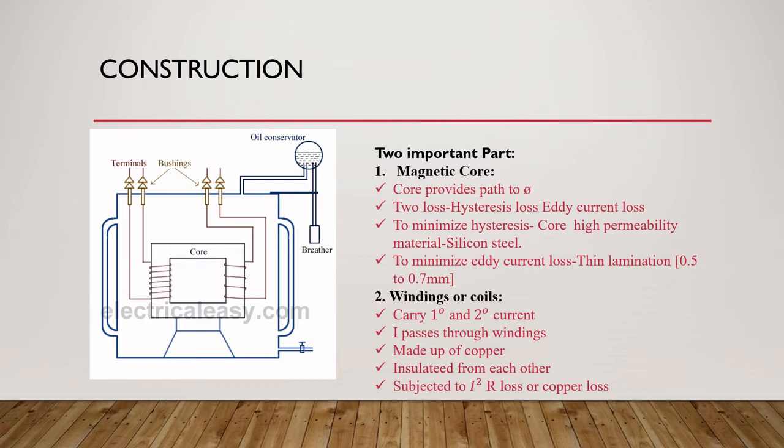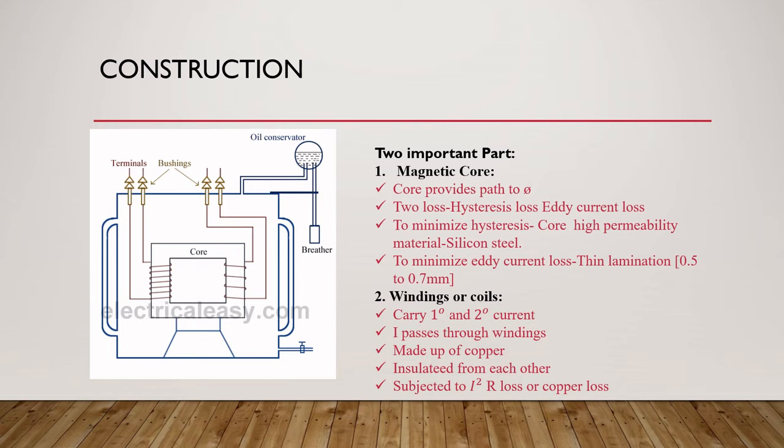Then the second important part is the winding or coil. There are two types of winding. One is the primary winding and another one is the secondary winding. The primary winding is the winding which we connect to the supply, and the secondary winding is the winding which we connect to the load. The current passes through the winding and produces the magnetic flux. This flux will induce the EMF at the primary winding. The induced flux will link with the secondary winding.